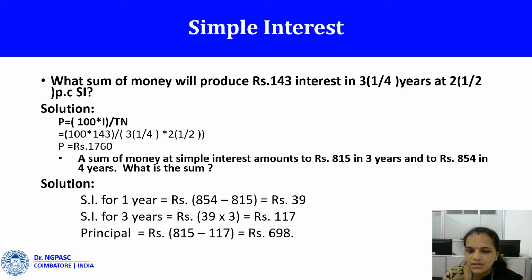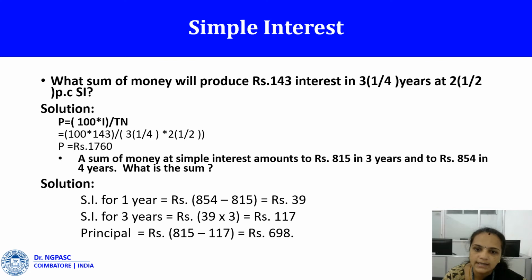So for 3 years it is 815 and for 4 years it is 854. The difference, 4 minus 3, gives 1 year. So the simple interest for 1 year is equal to 854 minus 815, that is equal to 39. For 1 year he pays the interest as 39. Now we have to calculate for 3 years. For 3 years, he pays 39 into 3, that is equal to 117. So 117 is the total interest he has paid for 3 years.